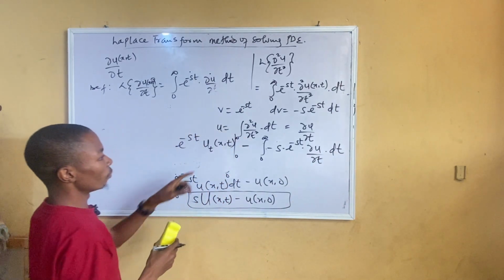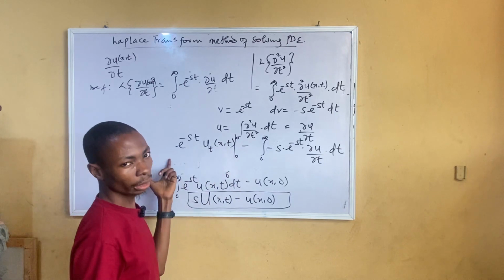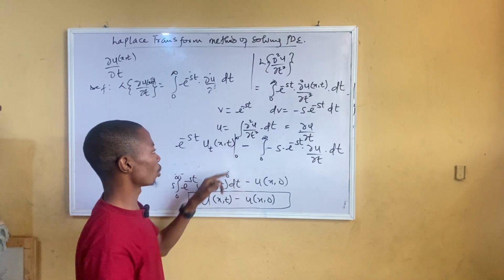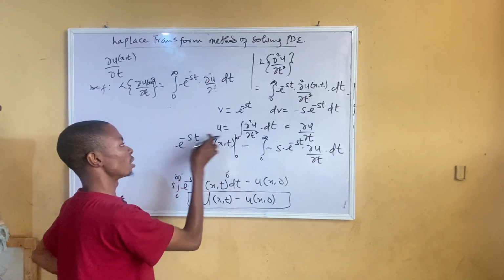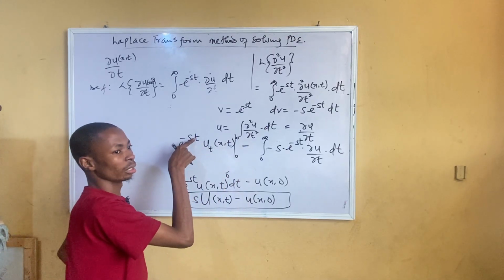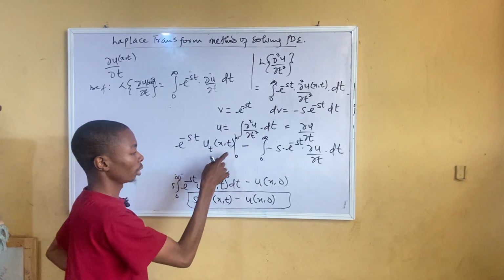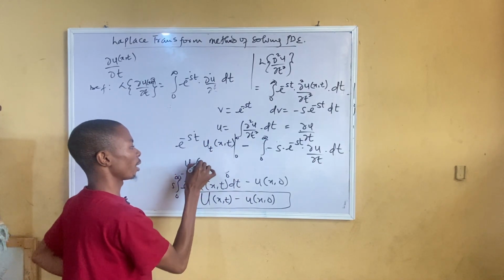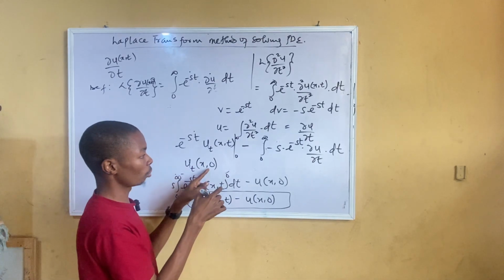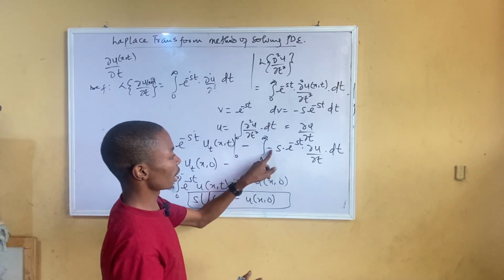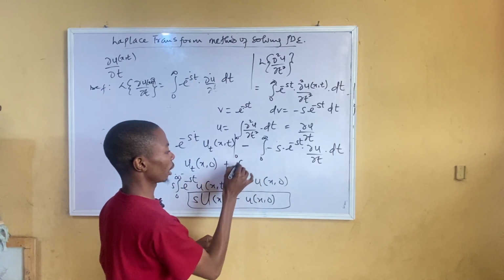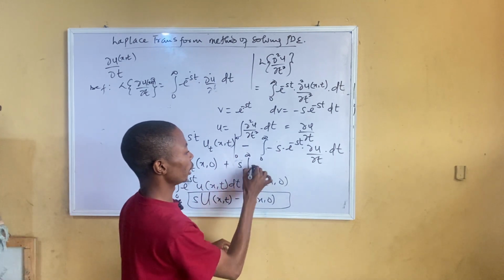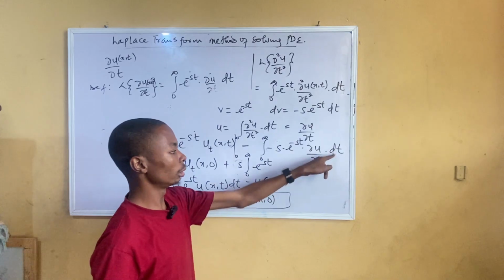If you put infinity here, it will be 0, because e raised to the power minus infinity is 0. If you put 0 in place of time, that's 1, so this will be u sub t of x comma 0. Minus times minus is plus, so s will come out as a constant: s times the integral from 0 to infinity of e to the minus st, du dt.